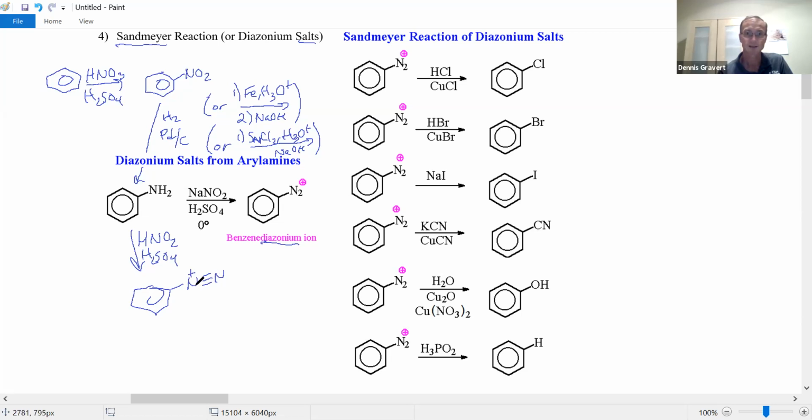And this nitrogen has 4 bonds. This nitrogen has 3, it's neutral. That's the N2 group, the diazonium group. Now remember, from Gen Chem, nitrogen gas, the most common molecule in our atmosphere, was it 78% of air is nitrogen gas?